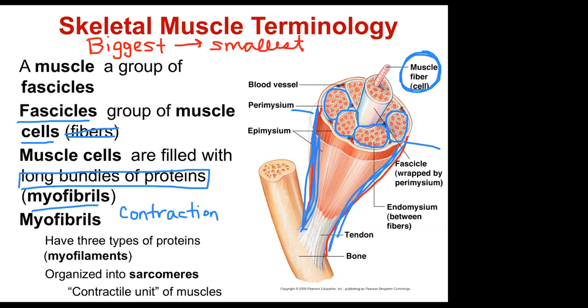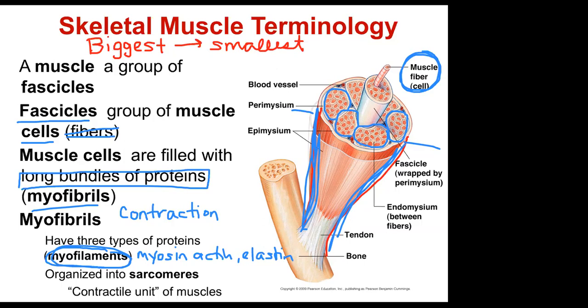There are 3 different types of proteins within the myofibril, and these are called myofilaments. And we're going to be learning about these a lot next week, but in case you're wondering, these different types of proteins are called myosin, actin, and elastin. So we're going to get a more in-depth examination of these proteins next week.